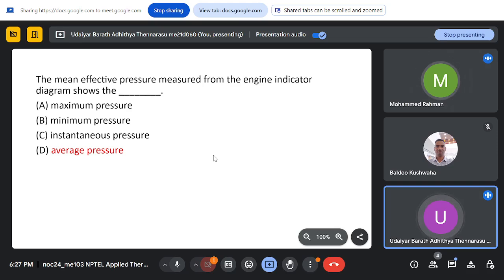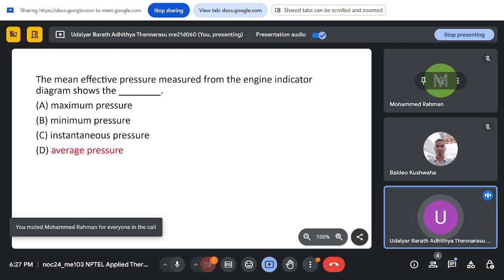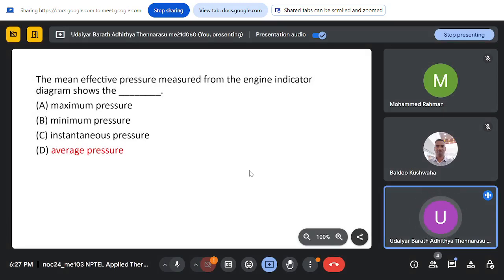So mean in this case is another way to say average. In the problem we will see how to calculate the mean effective pressure, before which I will show you how to calculate it. So for now, mean effective pressure is shown using average pressure for the engine indicator. Indicator diagram is nothing but the process shown in a PV diagram.